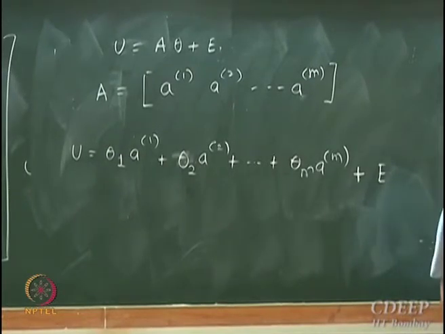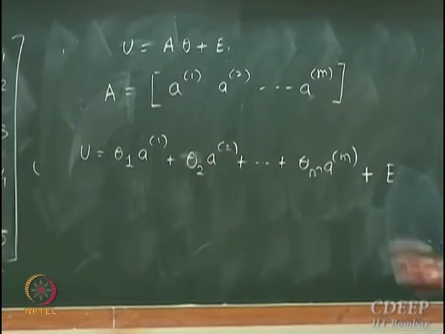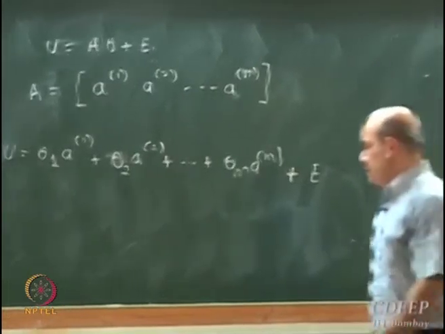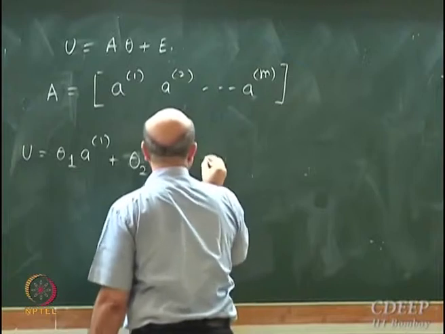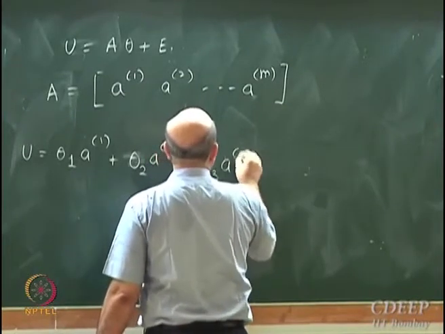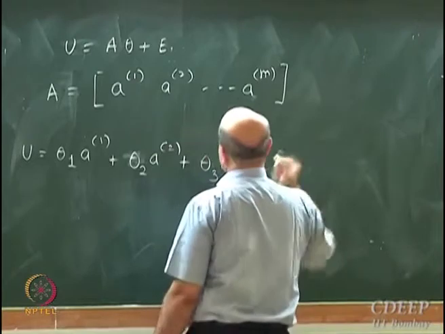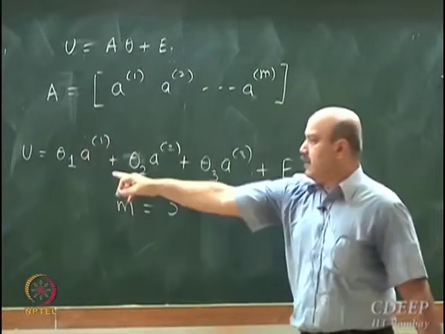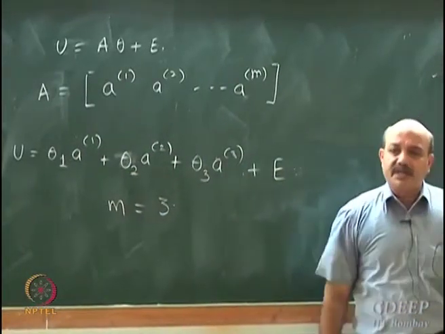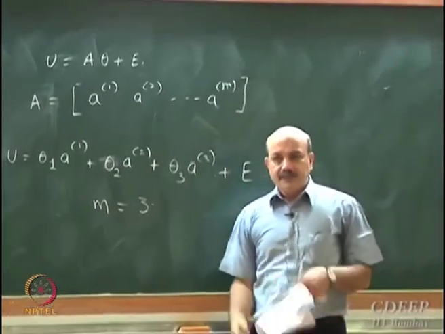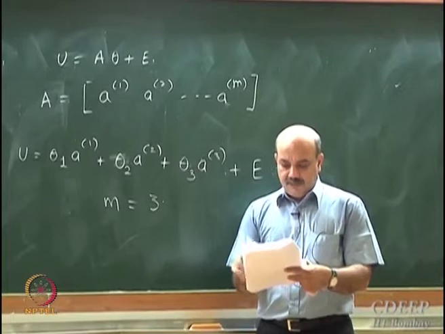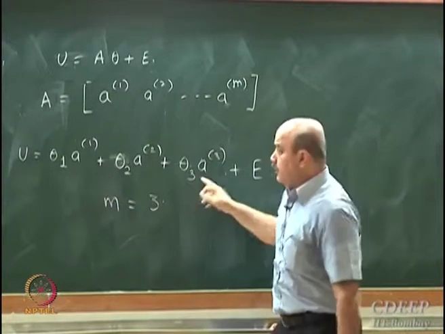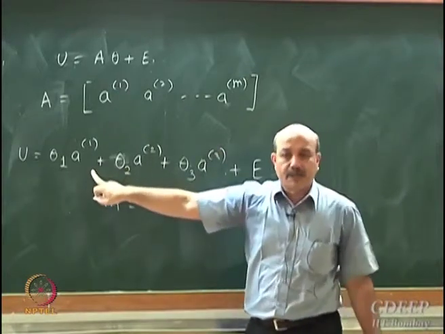Now to simplify life, let's take a case where there are only 3 vectors. Generalization to m is not so difficult. So I will take theta 1 A1 plus theta 2 A2 plus theta 3 A3 plus E. This is the case when we have taken m equal to 3. There are 3 parameters, theta 1, theta 2, theta 3. I want to find the least square estimates of these. I am going to call this vector, see this vector belongs to the subspace. Which vector?